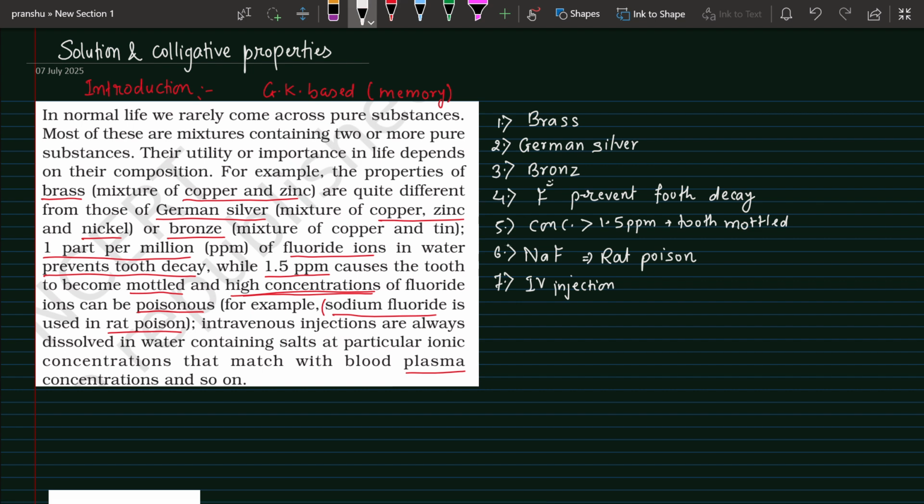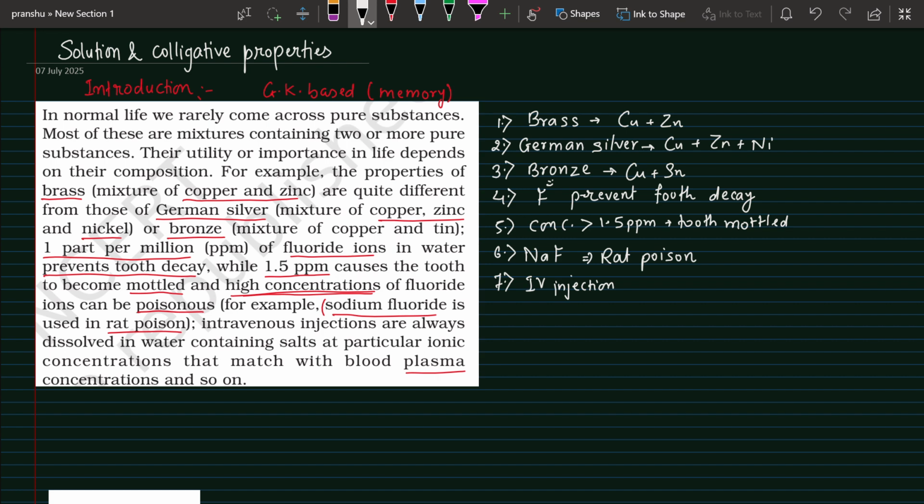Let's summarize once more. Brass is the mixture of copper and zinc. German silver is the mixture of copper, zinc and nickel. One question asked in exams like AIEEE is: what is the percentage of silver in German silver? The answer is 0%. Next is bronze. Bronze is a mixture of copper and tin.